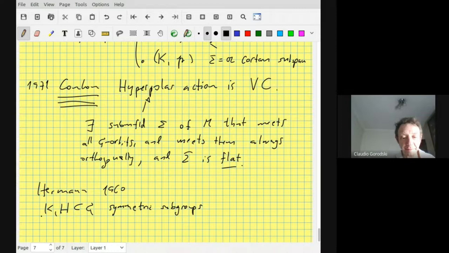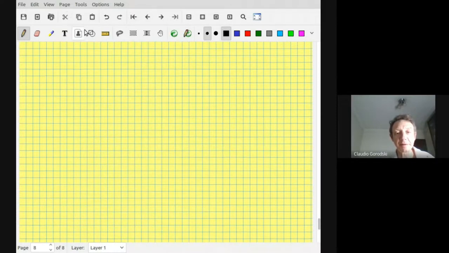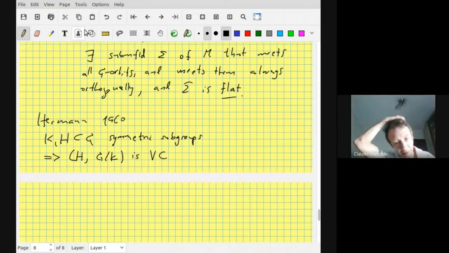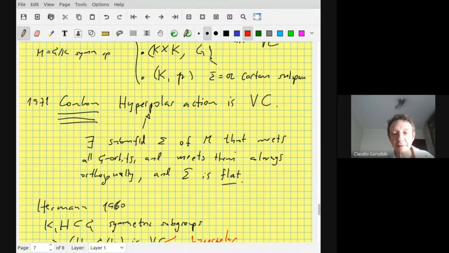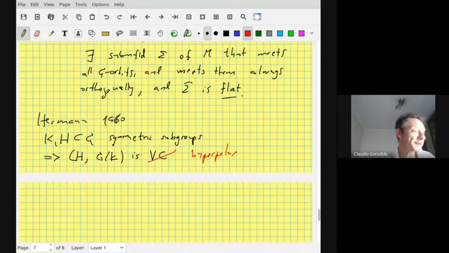And prove that the H action on G mod K is variationally complete. So this was before Conlon, but then Conlon noticed, in fact, that this is also hyperpolar. So there are many hyperpolar actions on symmetric spaces.